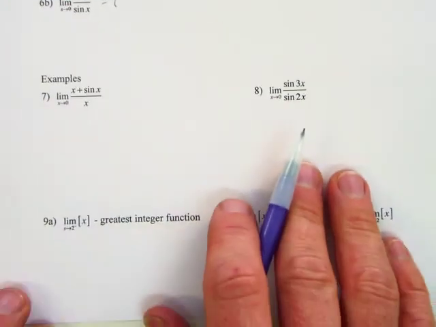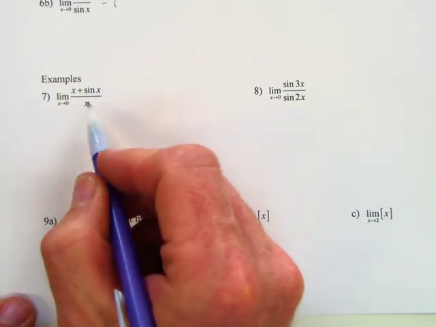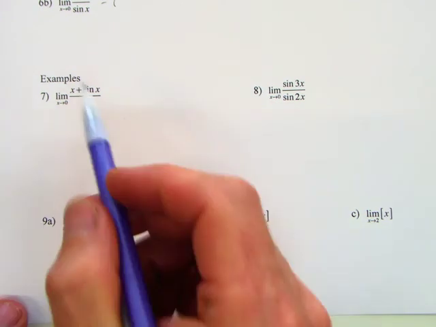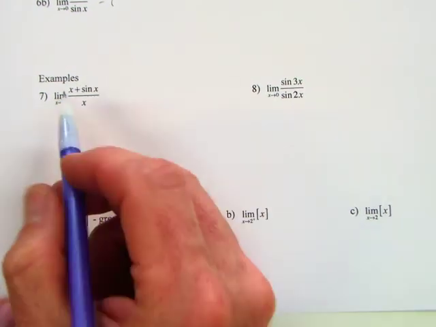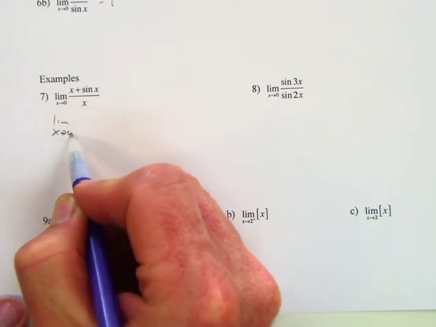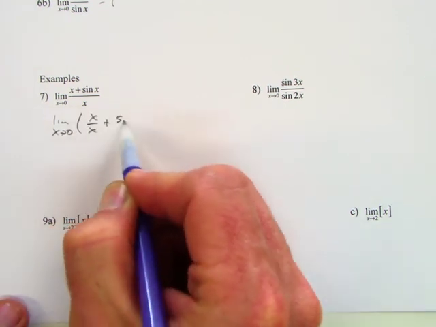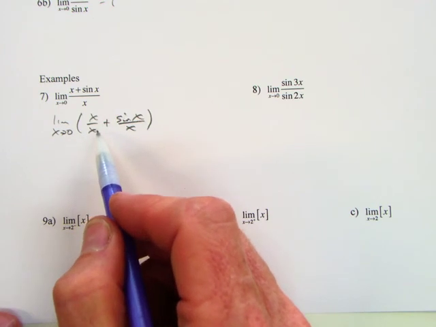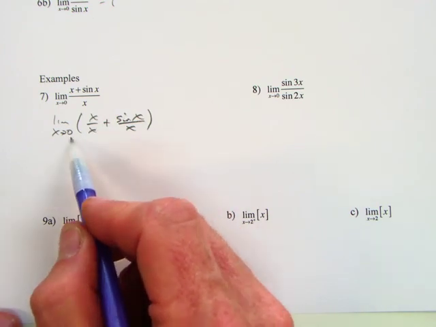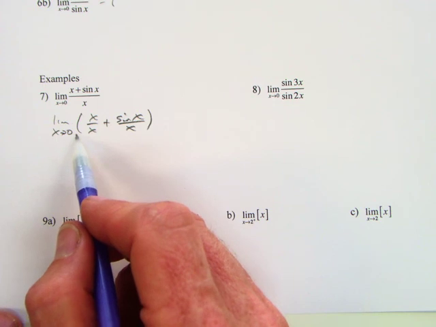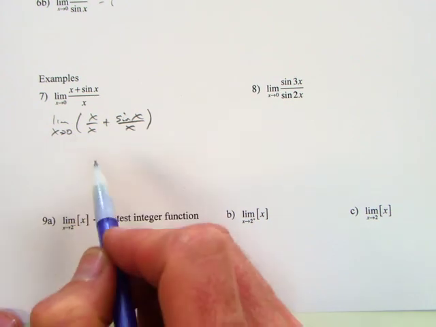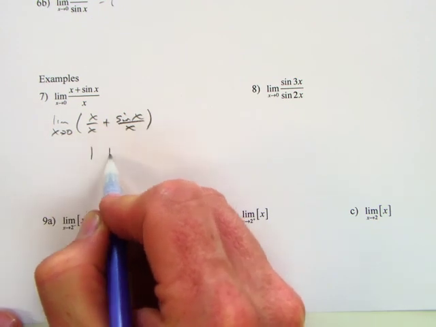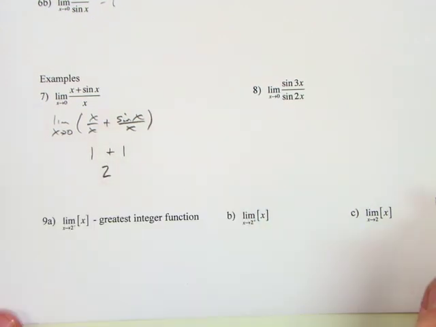Let's look at the rest of these. When you see something like this, you want to think algebra. Just in all these limits, if you don't see what to do right away, think algebra. What can I do algebraically to this? I can split it up to x over x plus sine over x. Now what is x over x? That's 1 for all values except 0. Do we care what happens at 0? No, because the limit of the function never depends on the value of the function at that point. So this just gives us 1 plus 1, which is 2.